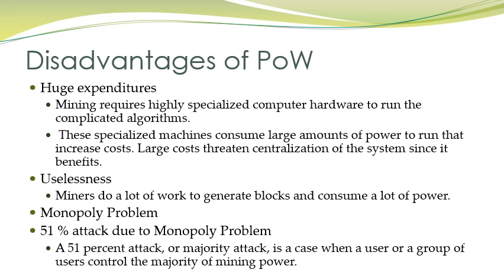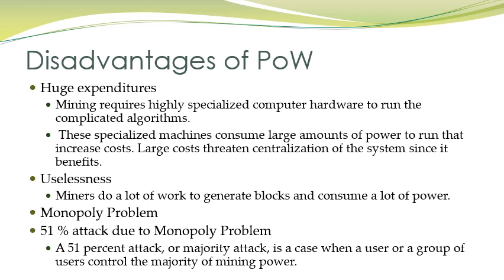The next disadvantage of proof of work is that miners do a lot of work. Miners do a lot of work to generate the blocks, and for this work, a lot of power, a lot of energy is consumed. Then the monopoly problem: what is the monopoly problem, that we will discuss in the next session. These miners are capable of doing everything, and these miners will become monopolists in the Bitcoin network.